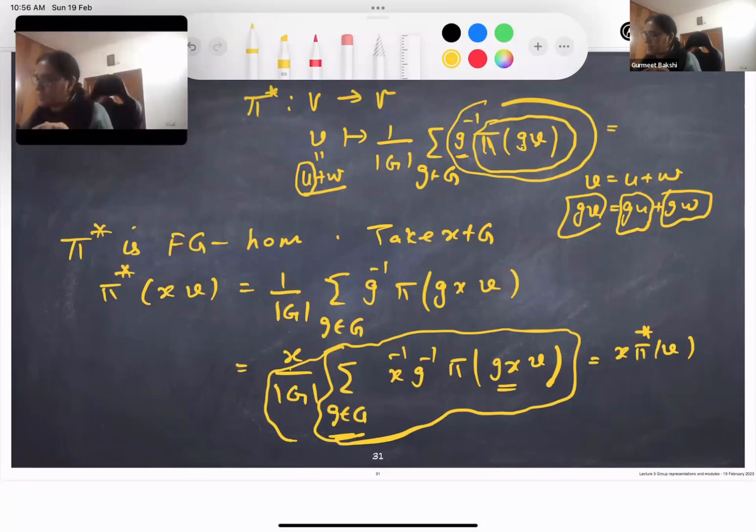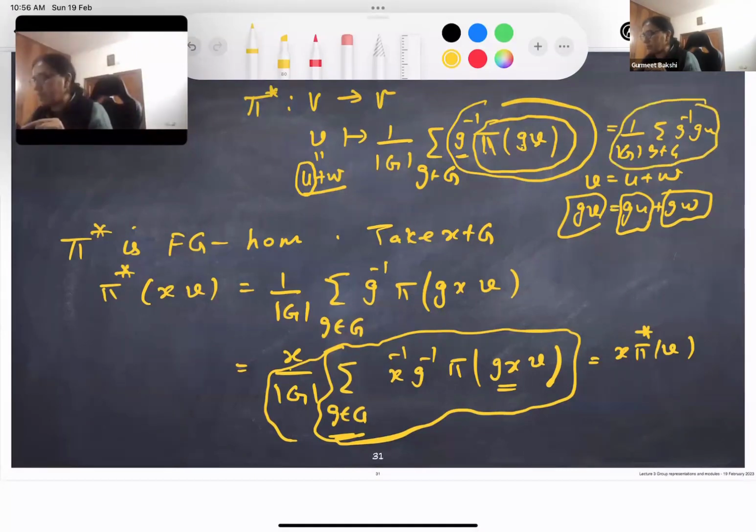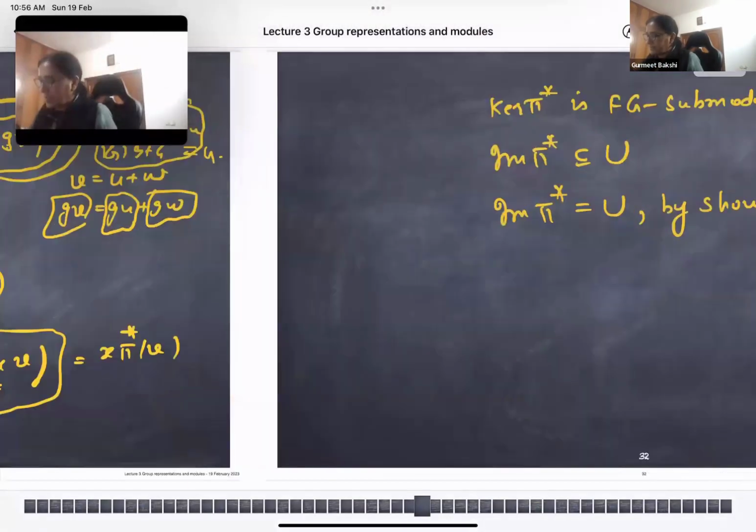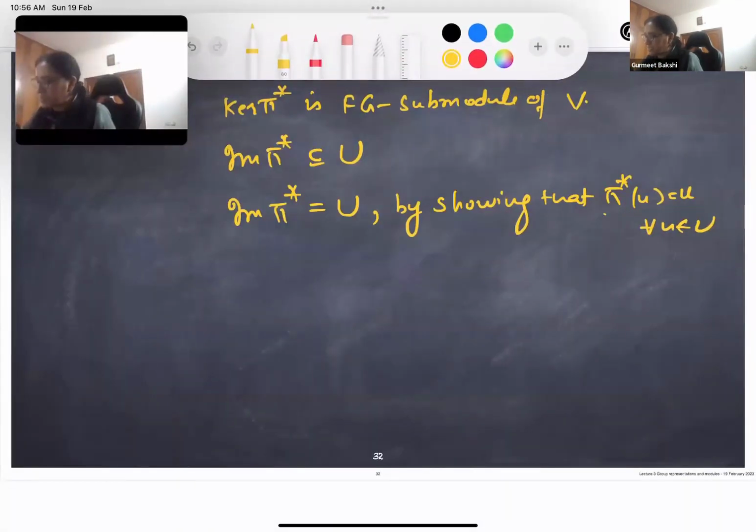So this will be nothing but the sum over g in G of g inverse times g u, because g u is an element of U. So pi of g u will be g u itself, and so this is back u. This is back here. I hope I have made this clear. So pi star of u is u, and therefore the image of pi star is actually equal to U.